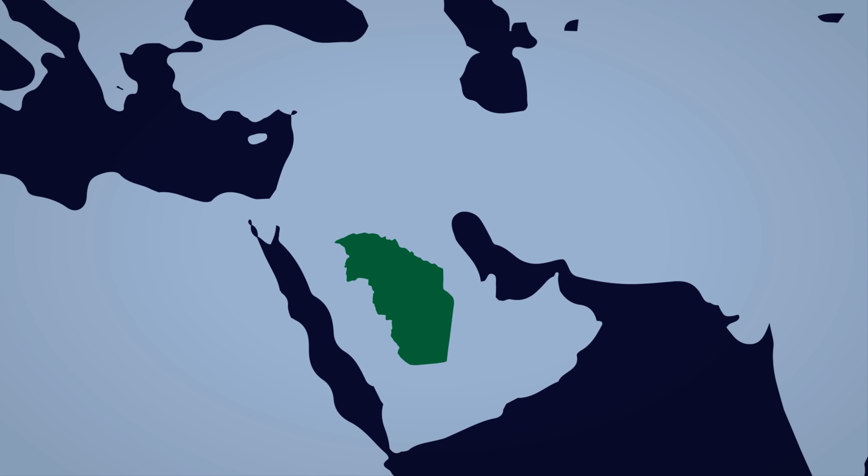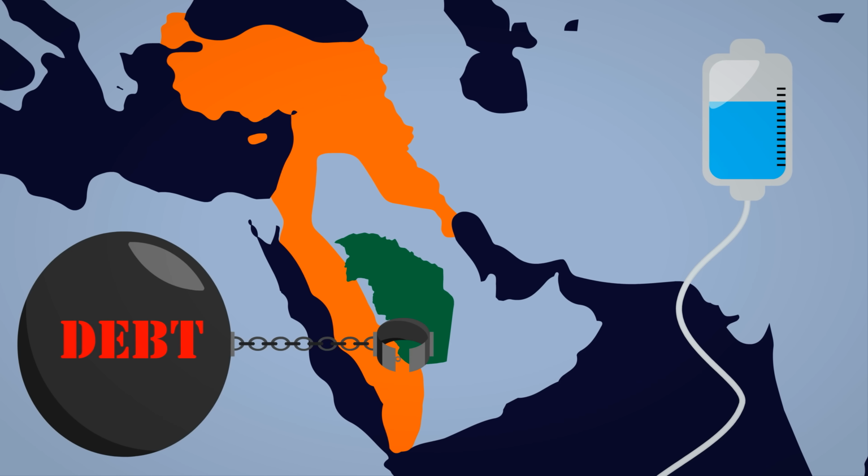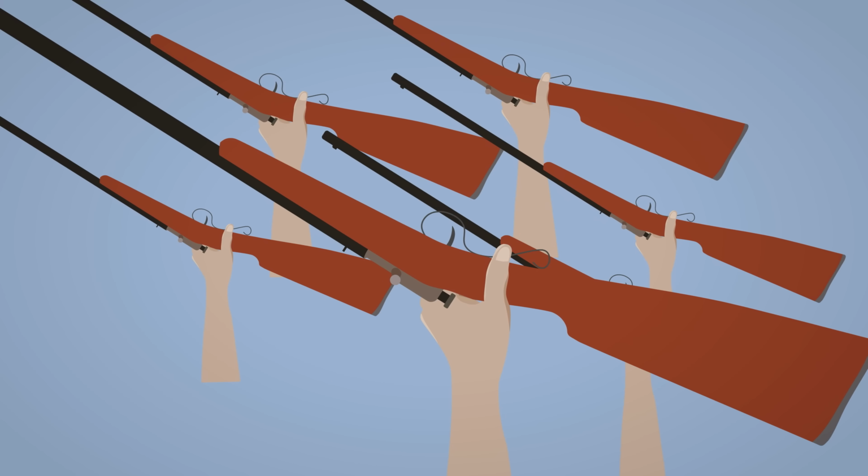You see, by 1913, the Ottoman Empire was truly dying. They had lost almost all their territory in Europe and North Africa. They were massively in debt to European empires. Their industry was woefully behind, and they faced frequent rebellions. But the Ottoman Empire had a plan.